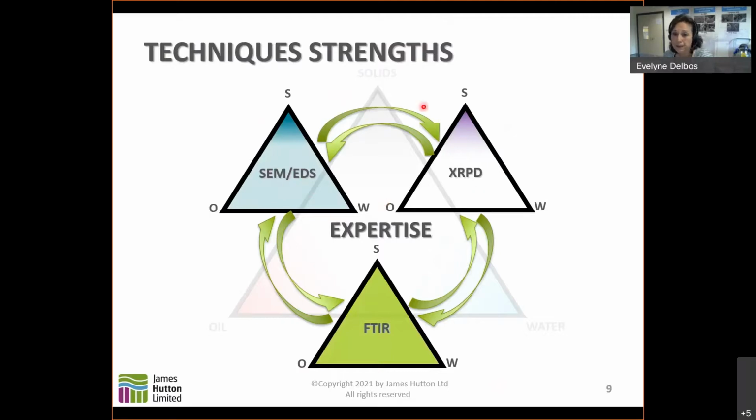For XRD, it's essentially solids that can be analyzed, and as far as FTIR is concerned, well, it's a very versatile technique, and we can get information about all types of materials, solids or liquids or semi-liquids. And of course, what is most important is the interaction between the three techniques and how the expertise is delivered by being interactive.